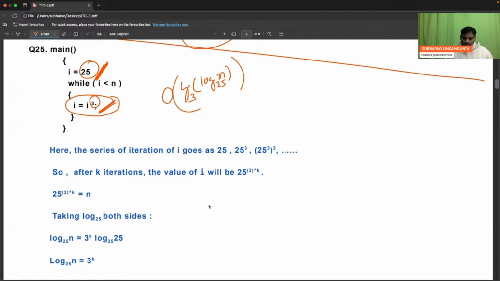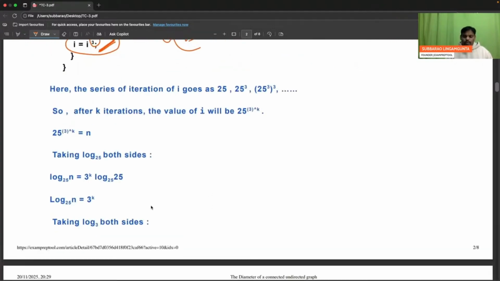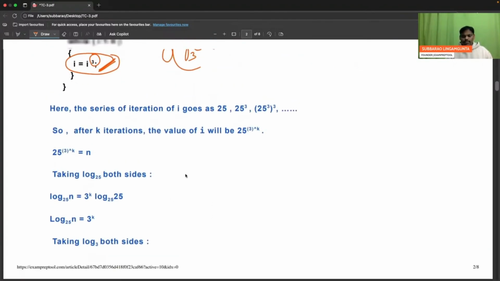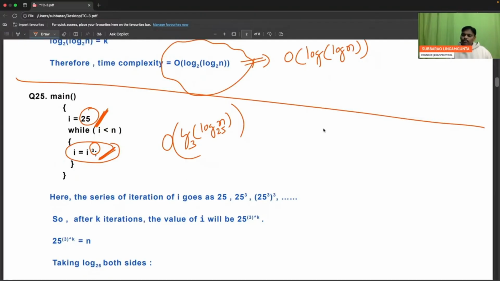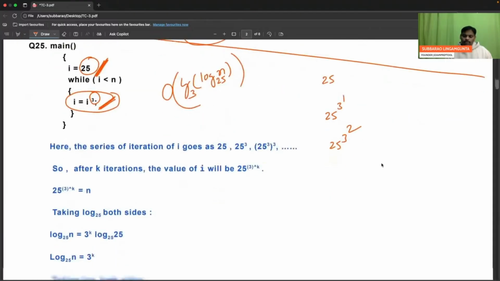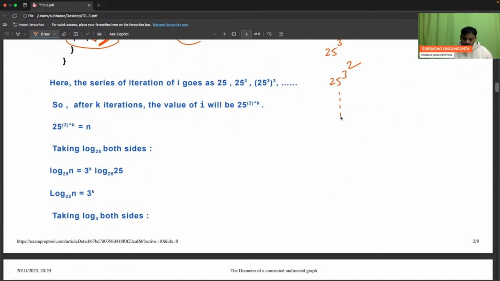If you want the proof also, it is available here, you can check properly. So how will the series start? Very simple. 25 here. Next one, 25 power 3 power 1. Then 25 power 3 power 2. Check properly if you want. Continue k times: 25 power 3 power k. It will become like this.